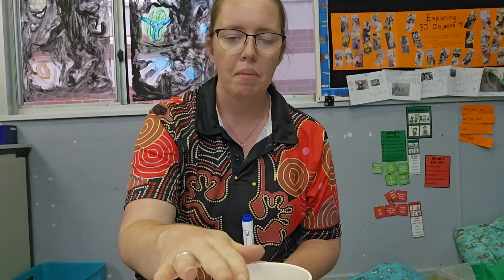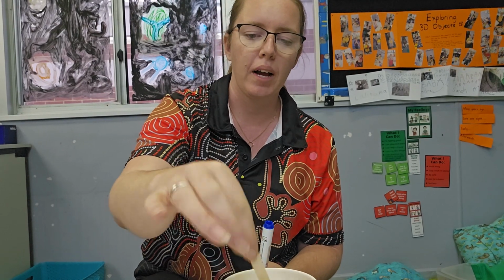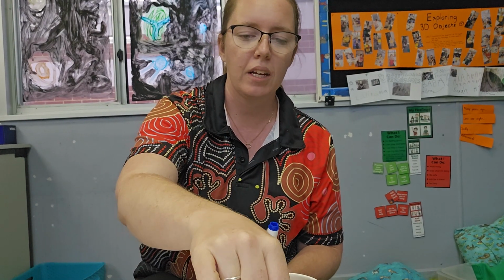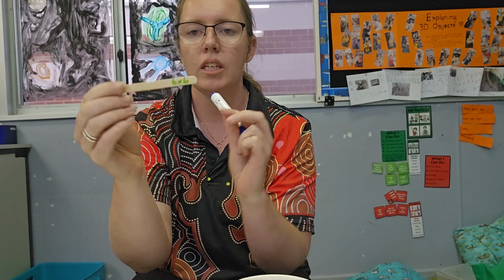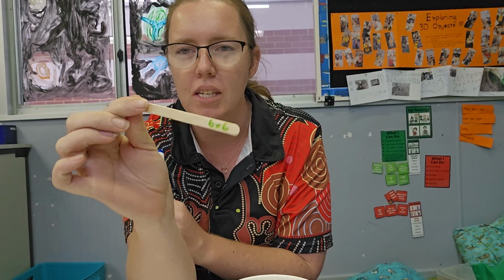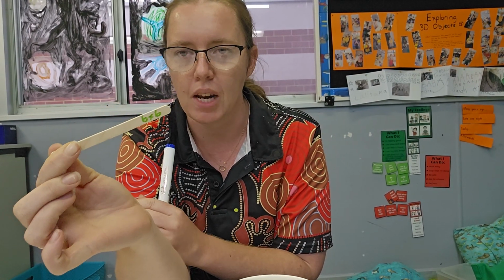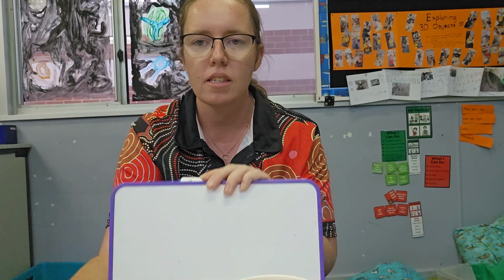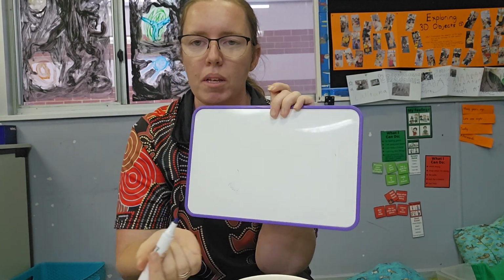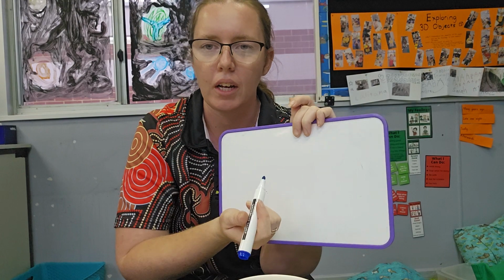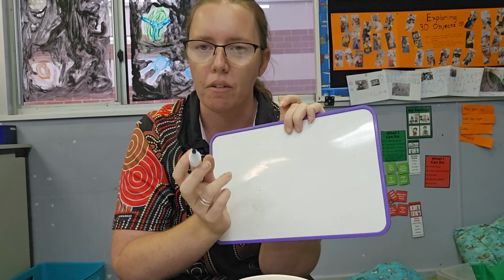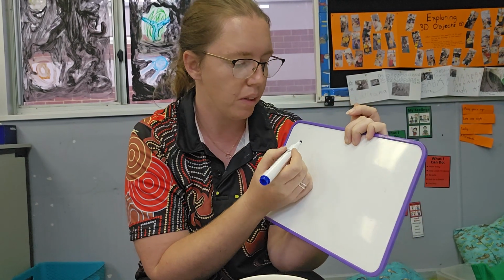When it comes around to my turn again, I might pull a stick that I don't know how to solve. 6 times 6. I don't know how to skip count by 6s. I don't know my 6 times tables off by heart. In that case, I would use a strategy to help me solve this one. So the ones that we've been working on are equal groups or an array. So I'm going to choose equal groups for this one.